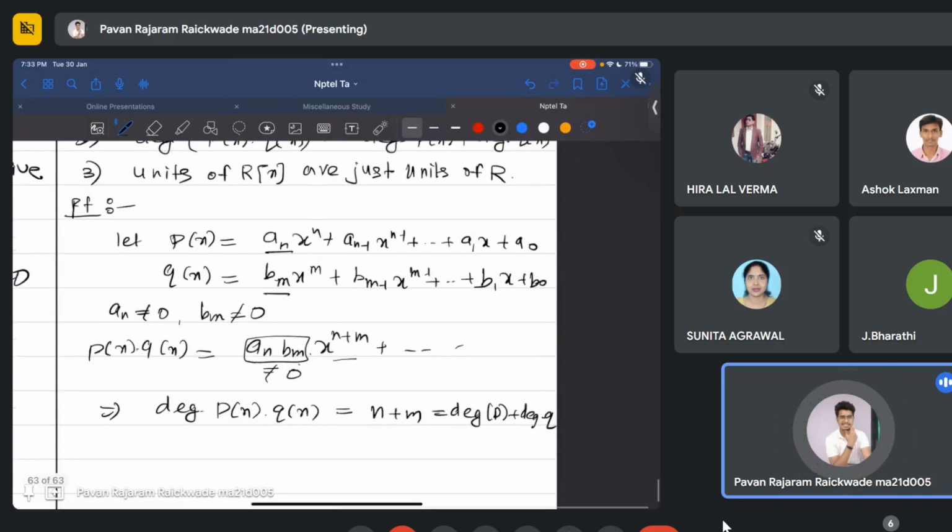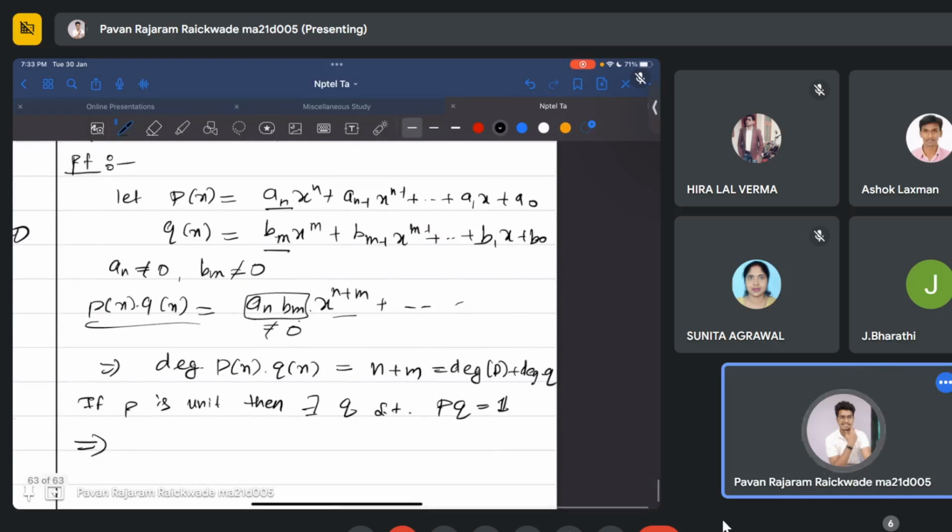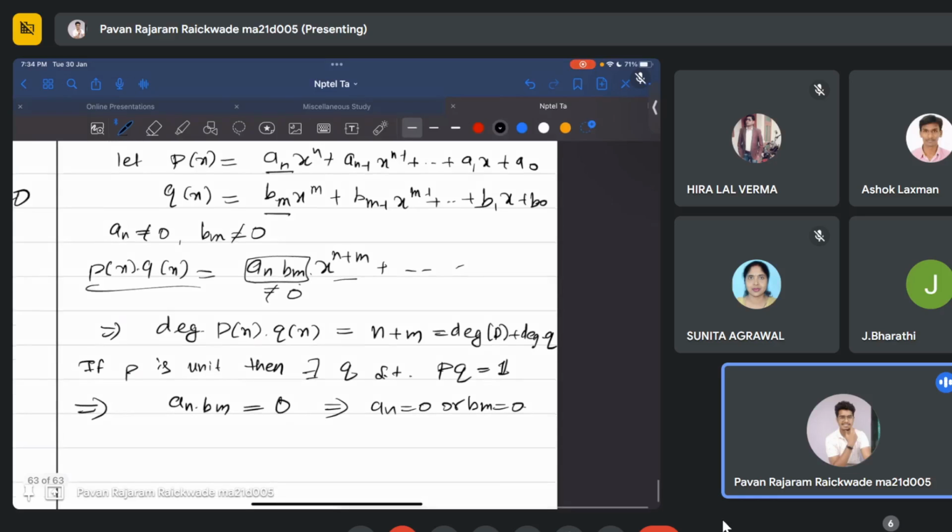Now here also, if p is a unit, then there exists a q such that pq is the constant one polynomial. What will this imply? By the product you have seen here, a_n times b_m should be 0, not 1. But this implies either a_n should be 0 or b_m should be 0, because you are in the integral domain.